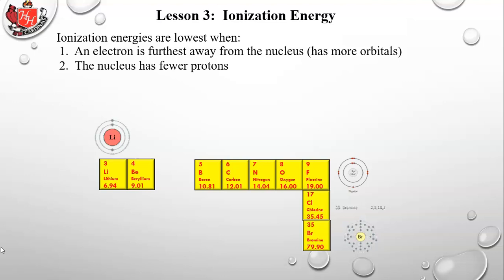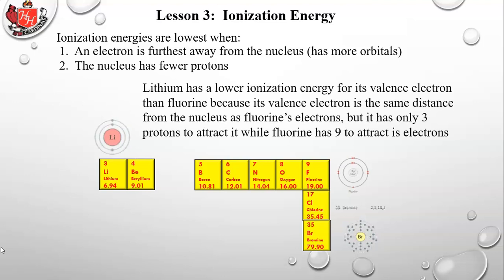We're going to look at lithium, which is on the left side of the second row. We're going to look at fluorine, which is on the right side of the second row. And we're going to look at bromine, which is in the fourth row, directly below fluorine. So lithium has a lower ionization energy for its valence electron than fluorine because its valence electron is the same distance from the nucleus as fluorine's electrons. In other words, they both have 2 orbitals, so the electrons in their valence orbital are all the same distance away. But lithium has only 3 protons to attract it, while fluorine has 9 to attract it.